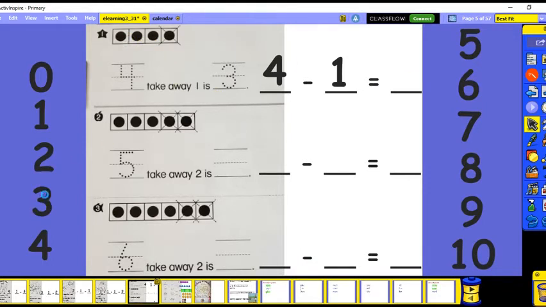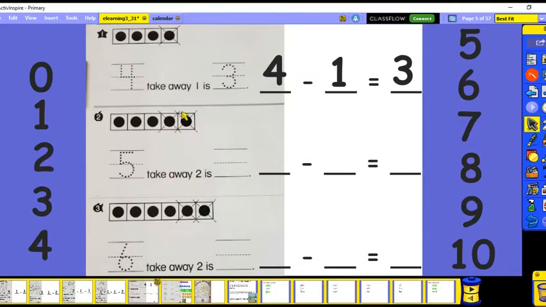So now let's look at our equation. And we've got 4 take away 1 is 3. And the way we write that as an equation is 4 minus 1 equals 3. Okay, now let's go look at the next one. Okay, so the first number is what we start with, how many cubes we started with. So let's count them 1, 2, 3, 4, 5. So we've got 5, and it says to take away 2.